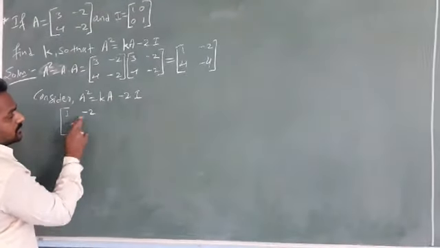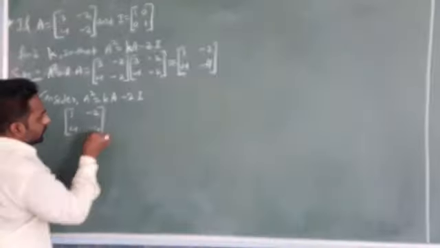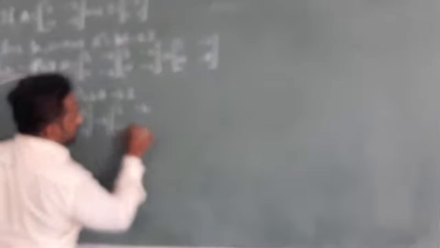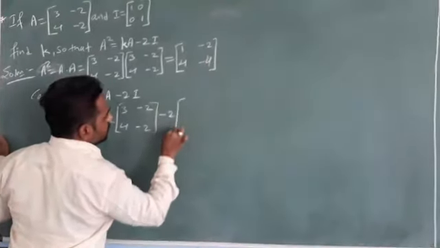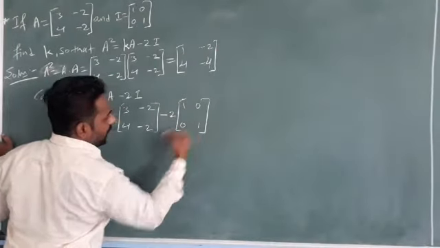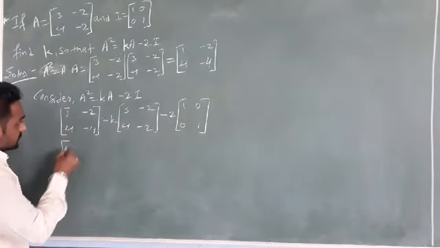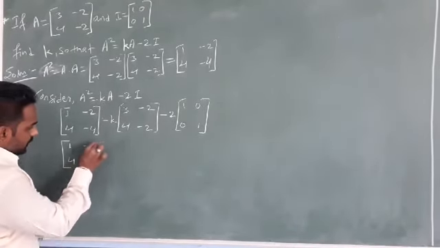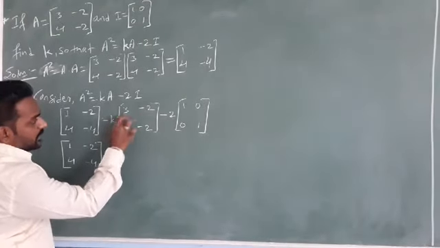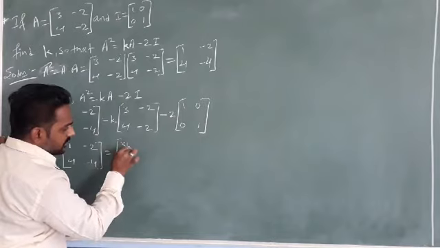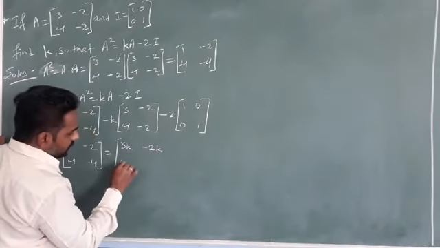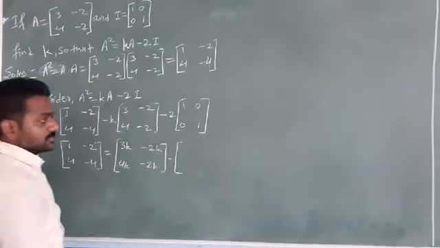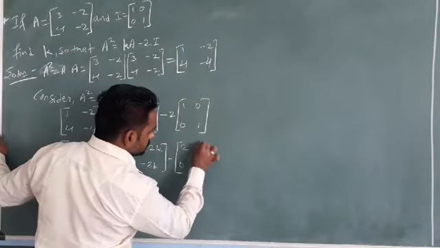A square is 1 minus 2, 4 minus 4. So k into the matrix A, that is 3 minus 2, 4 minus 2, minus 2 into I, that is 1, 0, 0, 1. Okay, write the A square as it is: 1 minus 4 minus 2, 4 minus 4 is equal to, multiply k with each element of this matrix: 3 into k, minus 2k, 4 into k, and minus 2 into k, minus 2 into each element of this matrix, that is 2, 0, 0, 2.